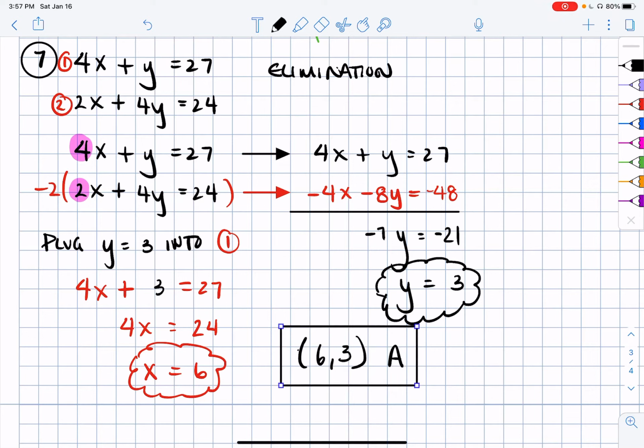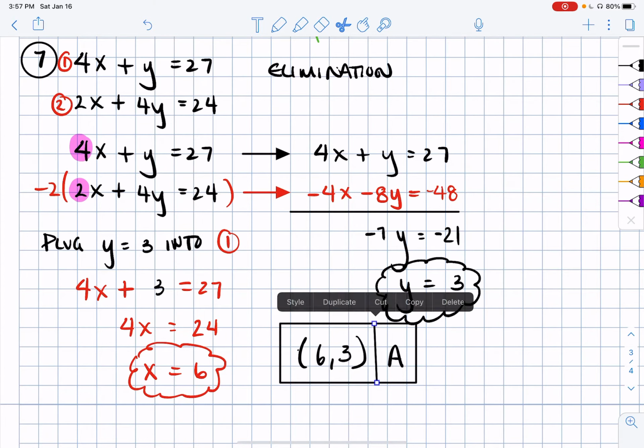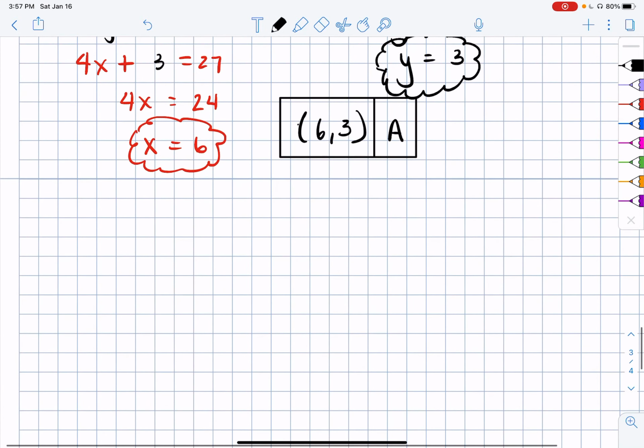There we go. All right. Does that even look straight? Not really. All right. On to number 8.